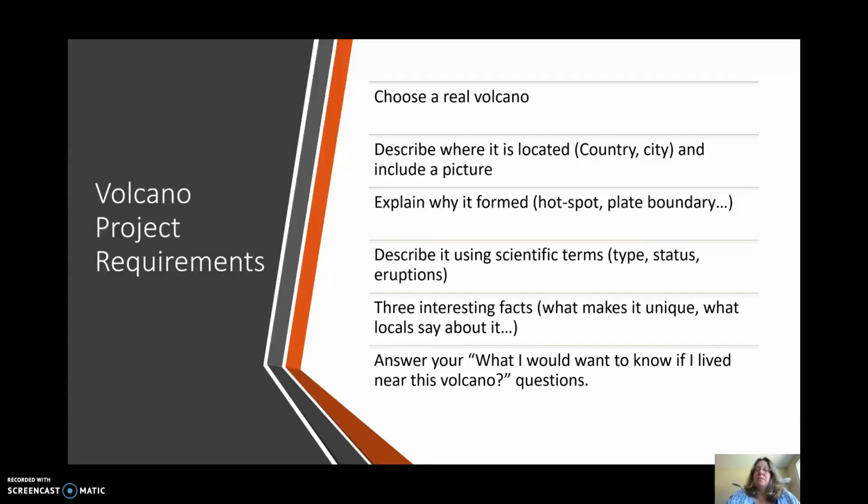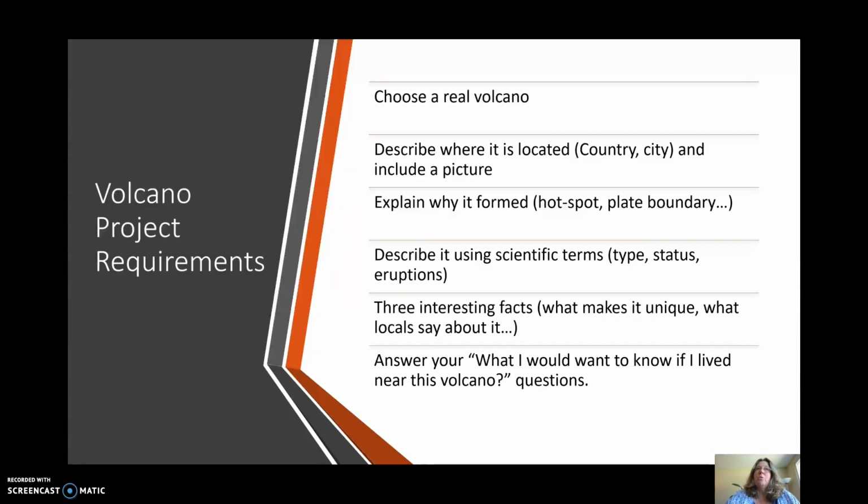Describe it using scientific terms, the ones that we learn, extinct or dormant, or active, its eruptions, what type of eruptions it has. Is it a cone or a dome or a stratovolcano? And then give 3 interesting facts. It could be what type of thing makes it unique, or even, what do the locals say about it? Is there some big myth about it? Do they actually have a religion around it, which is true in some places?